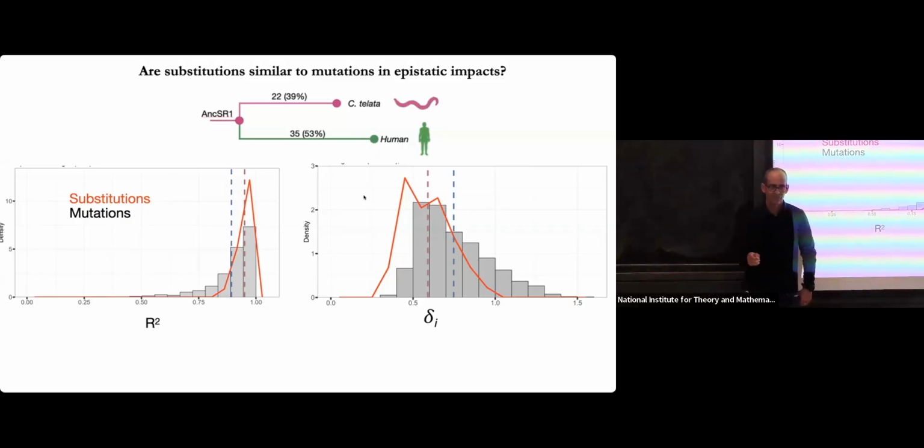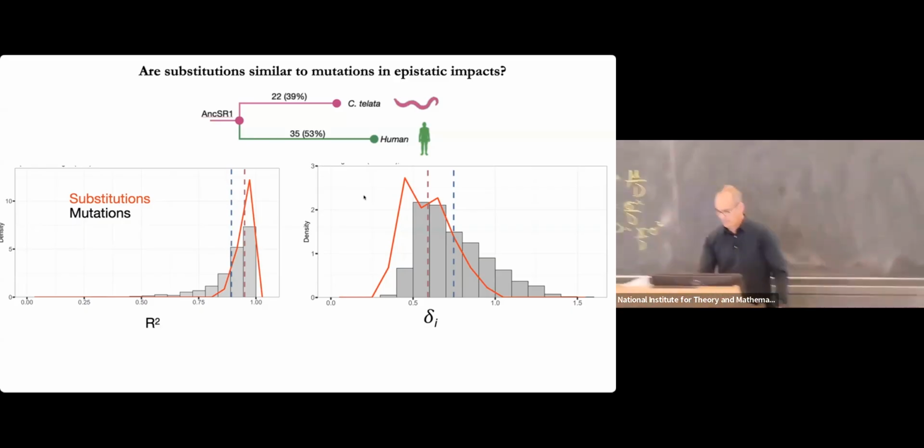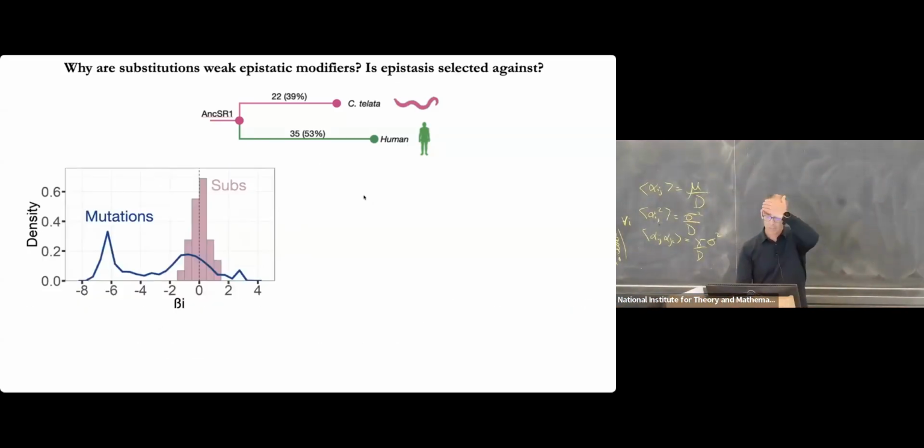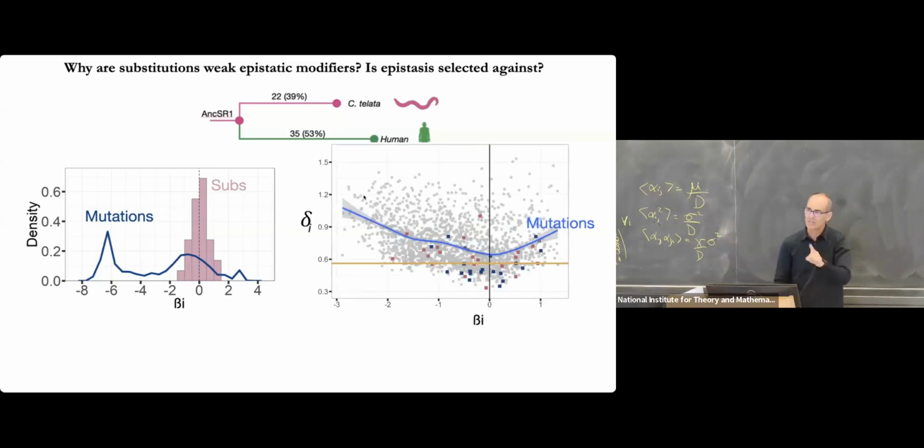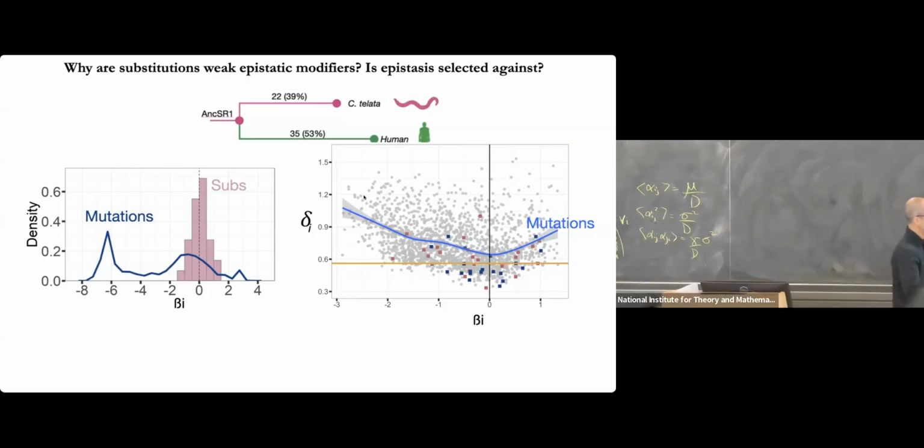So why is that? You might be thinking, okay, substitutions are weaker modifiers. Why is that? Is epistasis somehow selected against? Is this another selection for robustness thing, something like that? I contend that this is a correlated response to purifying selection on the effects of the mutations themselves. Purifying selection takes out deleterious mutations. Deleterious mutations also have the strongest epistatic effects.